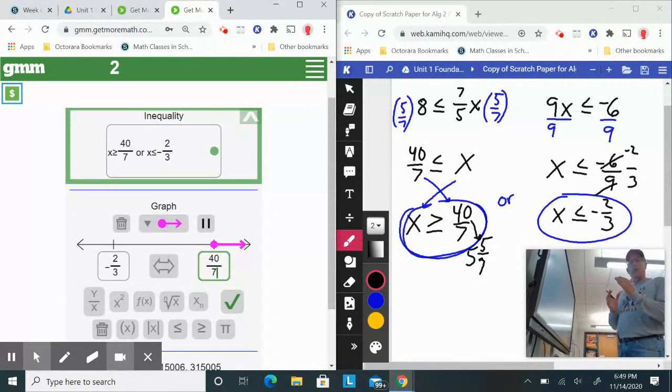Then the second part says, or the solutions can be, x has to be less than or equal to negative 2/3. So it can be equal to negative 2/3, and it can be less than negative 2/3. So notice the or can be one or the other. And that's the way the graphs usually look for the or.